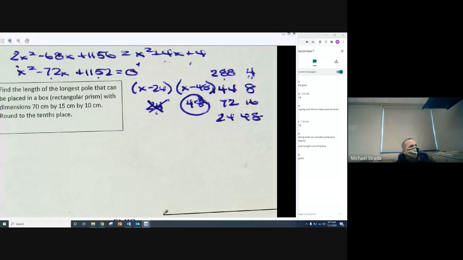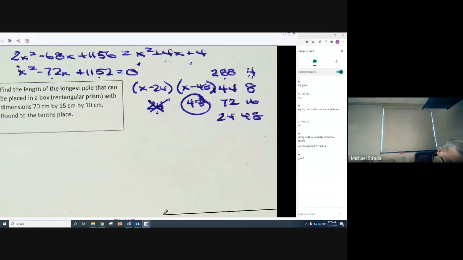Find the length. Oh, another great problem. Why am I the only one excited? Find the length of the longest pole that can be placed in the rectangular box, a rectangular prism with dimensions 70 by 15 by 10. Okay, we're going to show you the long way, and then we're going to show you the easy way.